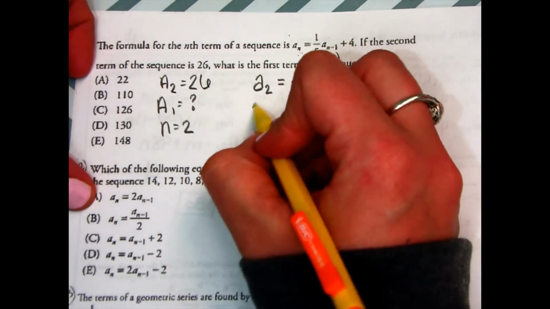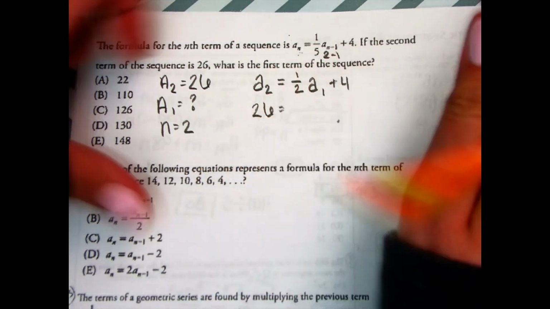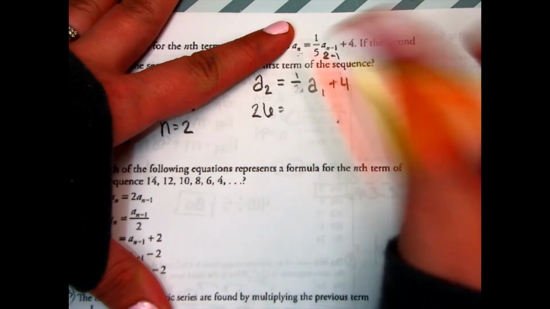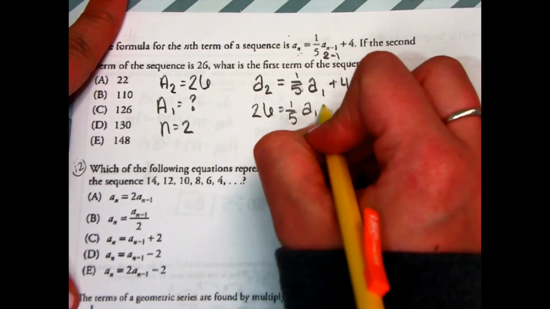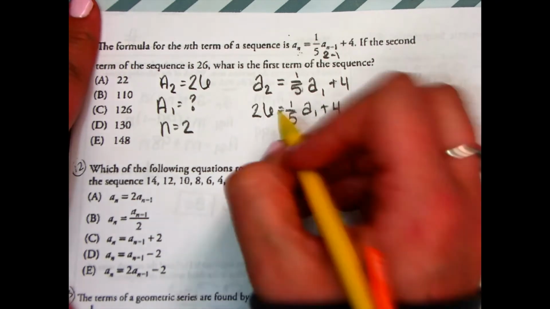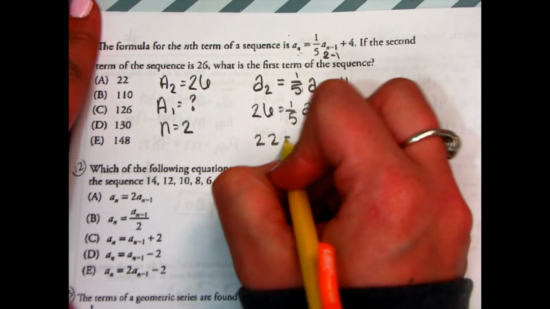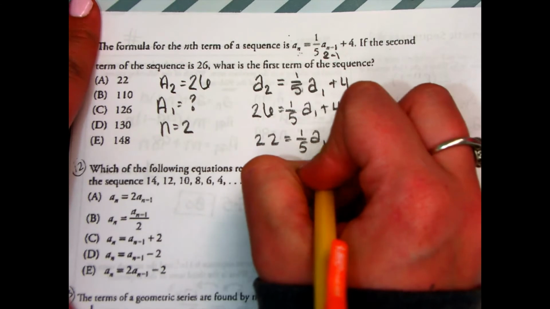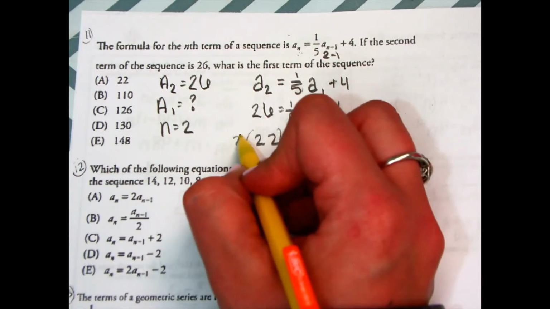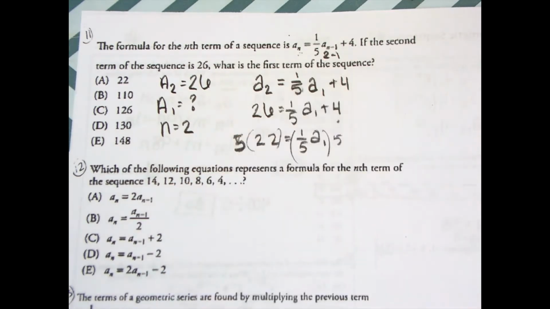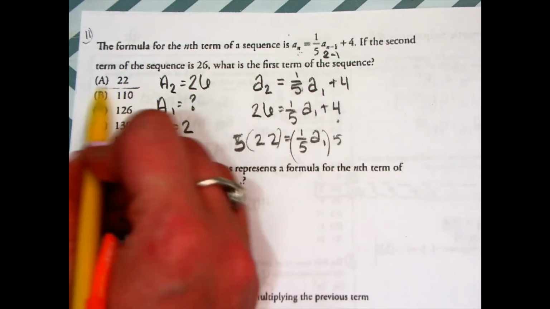So now I'm going to plug in. A sub 2 is 26. Oh, I wrote 1/2. I'm sorry. This should be a 5. 1/5 a sub 1 plus 4. So I'm going to subtract 4 to get 22 equals 1/5 a sub 1. Multiply both sides by 5. So 22 times 5 is 110.